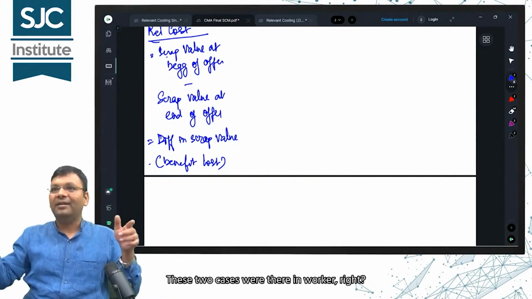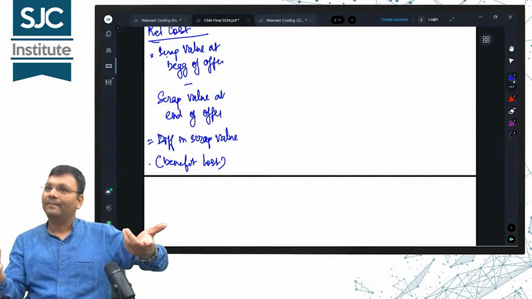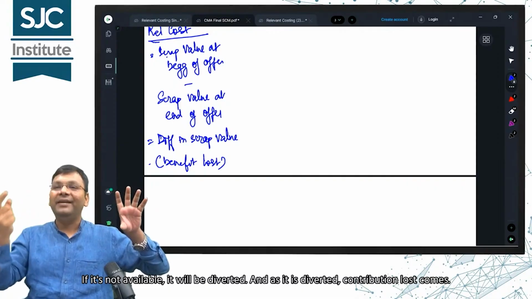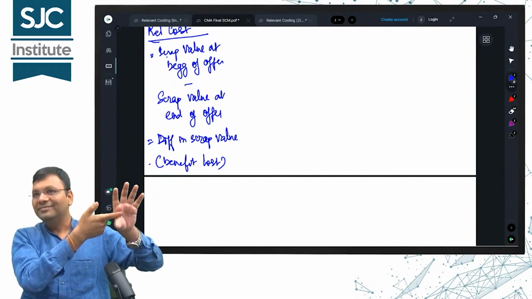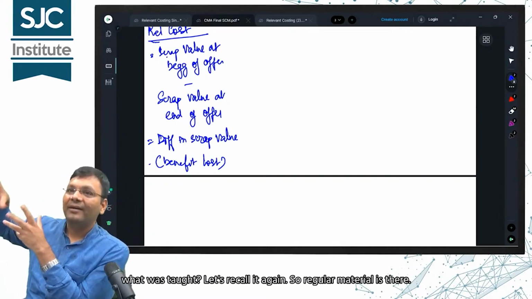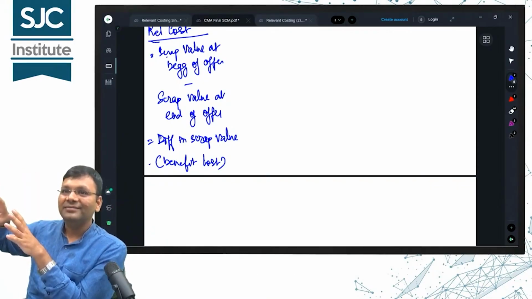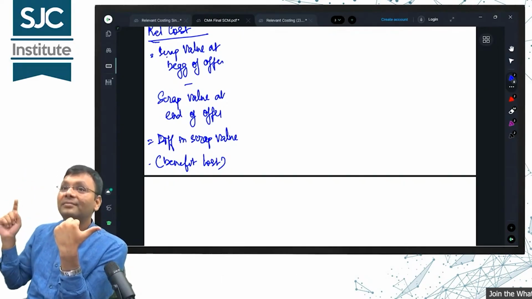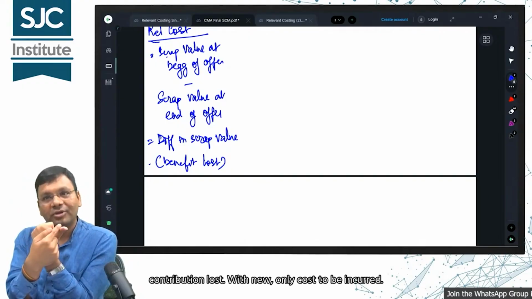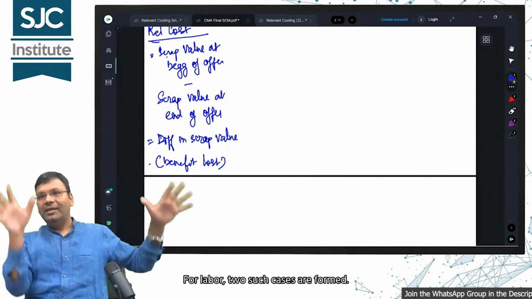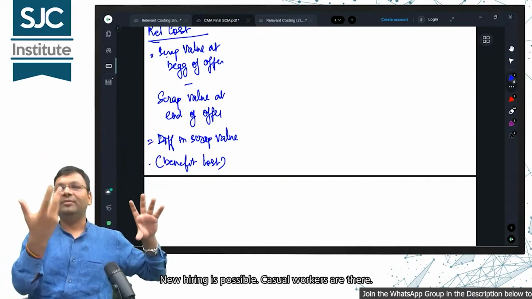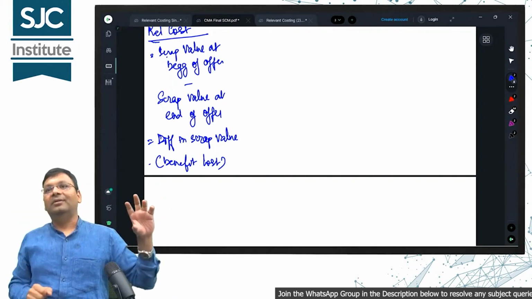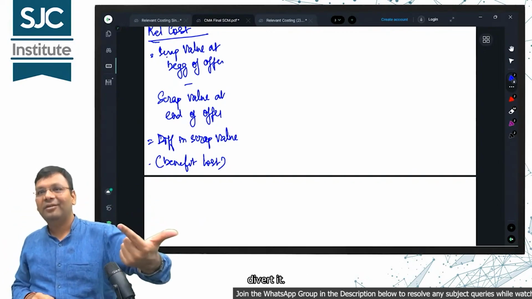These two cases were there in worker, right? Either available in the market or it's not. If it's available in the market, get a new one. Don't divert it. If it's not available, it will be diverted, and as it is diverted, contribution lost comes. In the material, what was taught? Let's recall it again. Regular material is requested for the offer. Either get a new one, or if not in the market, divert it. By diverting, contribution lost comes; with new, only cost is to be incurred. For labor, two such cases are formed. New hiring is possible, casual workers are there. If new hiring is possible, get someone from the market to work. If hiring is not possible, then divert it.